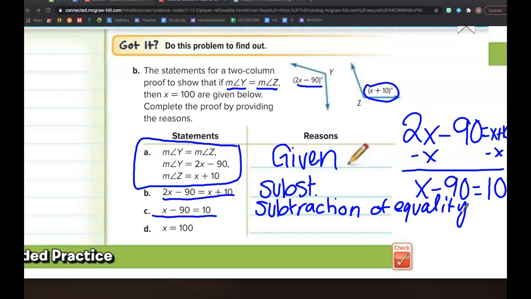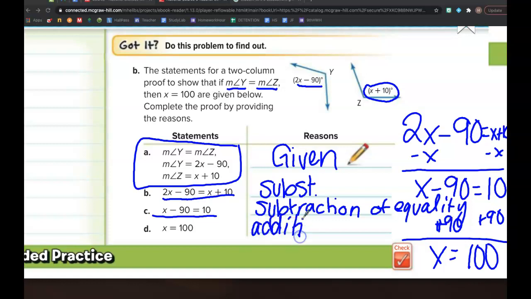I'd add 90 to both sides. Add 90 to both sides. So then x equals 100. Okay? So then this time, I'm not going to use the subtraction property. I'm going to use the addition of equality. So did we prove that x equals 100? Yes.